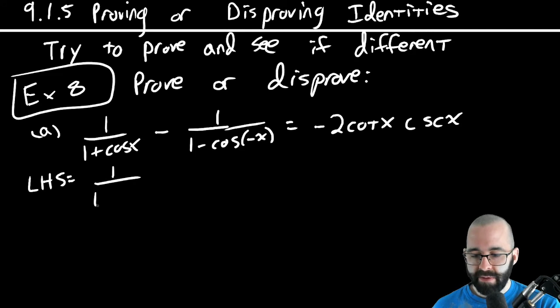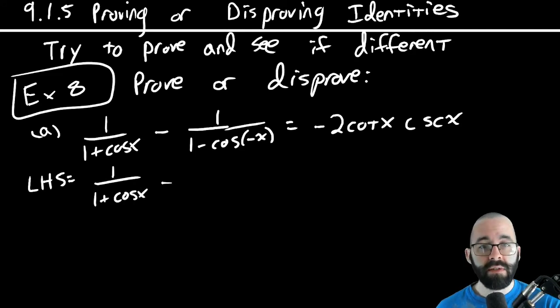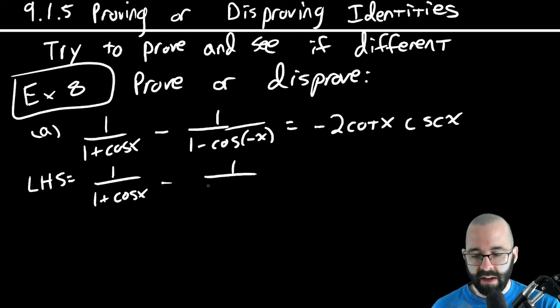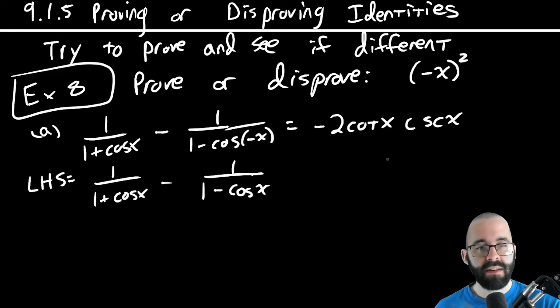And our first step is even and odd. Cosine is even, so the negative does nothing. A negative on the inside of an even function is useless. It's just like if we had this, right? Negative x squared. Well, you're squaring the negative, it goes away.